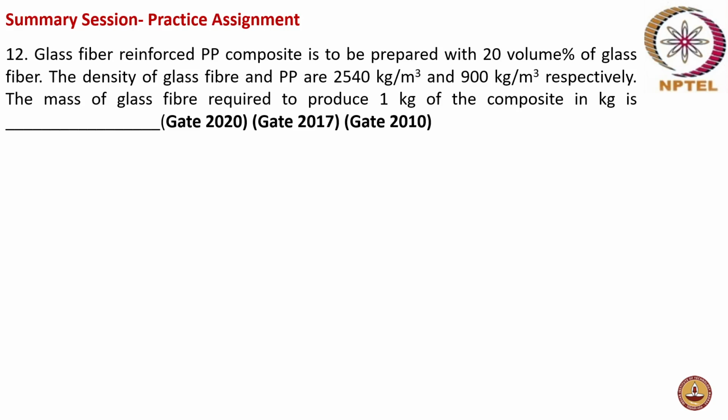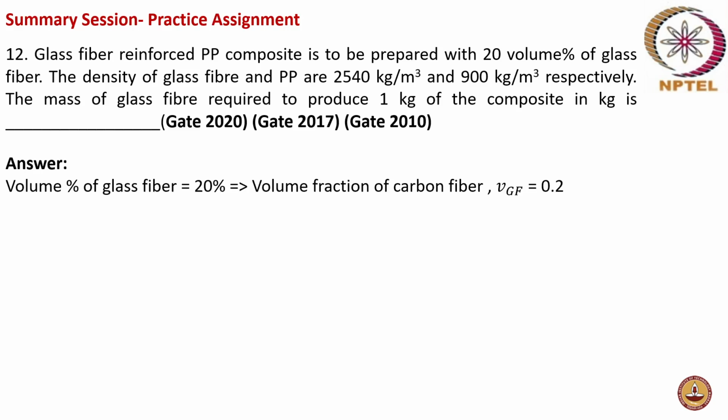We'll initially assume the total volume as 100 and calculate the mass. So do you agree with that? Revati, do you agree with that? That is volume fraction of fiber into density of fiber divided by volume fraction of fiber into density of fiber plus volume fraction of PP into density of PP. You're saying that way. Okay, now let's see how to solve.